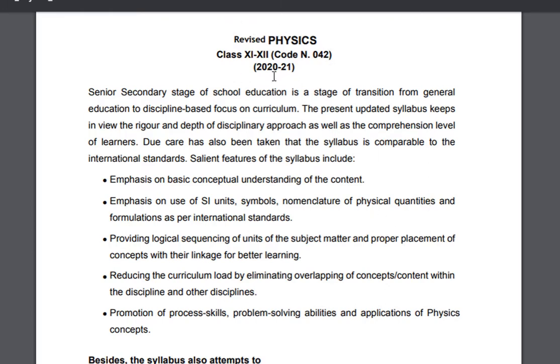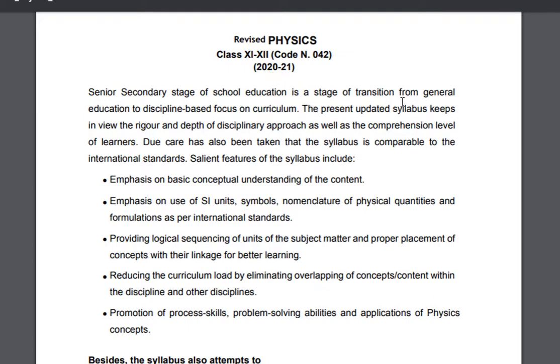So you have to be aware of these facts. What is the new syllabus? So let us discuss. So here is the revised physics class 11 to 12 code 042 2020 to 21.